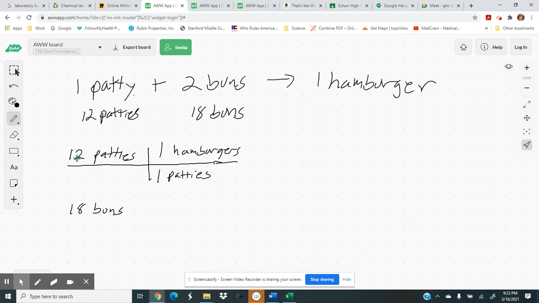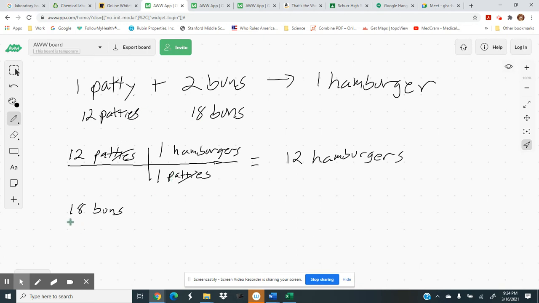So basically, in order to figure out how many hamburgers I get from 12 patties, take 12, multiply by 1, divide by 1. It's going to give me 12 again. So 12, and my patties cancel, leaving me with hamburgers. So from 12 patties, you're going to get 12 hamburgers. Okay, that's the maximum number of hamburgers you can get from 12 patties.